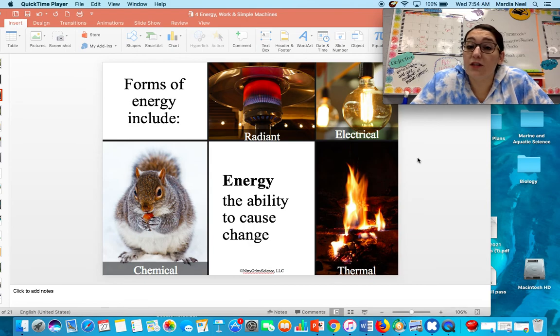Chemical energy is energy in the form of food. As you can see down here, this little squirrel is eating a seed or a nut. He's getting energy from that food that's enabling him to use that energy for his muscles or to store it as fat. Electrical energy is just what you think. It's energy in the form of electricity. And thermal energy is energy in the form of heat. Heat definitely causes things to change. It cooks your food. It causes a lot of different chemical changes.